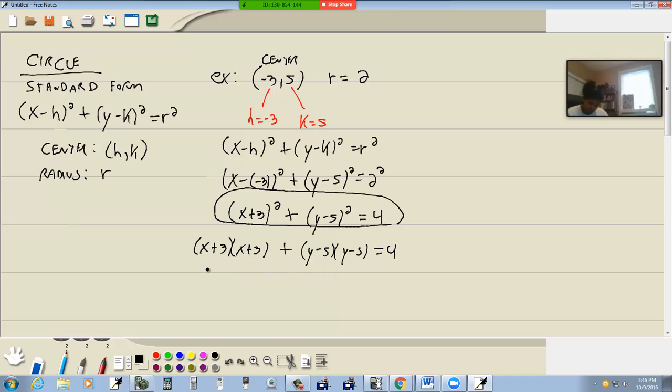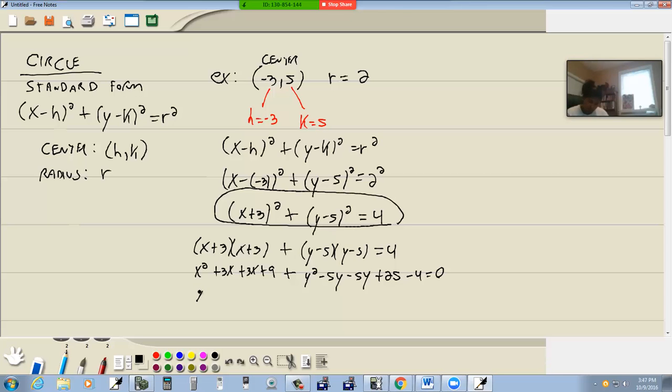Then I'll FOIL these. x times x is x squared. x times 3 is 3x. 3 times x is 3x. 3 times 3 is 9. Plus y times y is y squared. y times negative 5 is negative 5y. Negative 5 times y is negative 5y. And negative 5 times negative 5 is 25. And I'll bring the 4 over to the left side. Okay, get rid of parentheses.